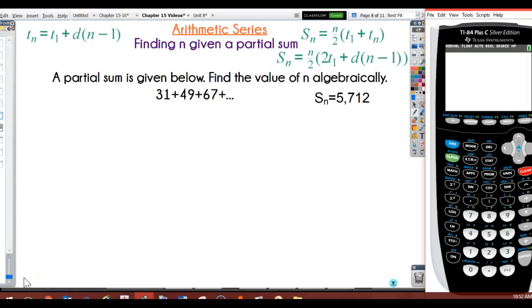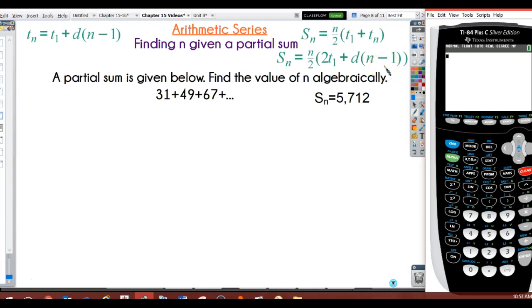In this example, I'm given a partial sum, 5,712, and we need to find how many terms I would need to add up to get to this sum. And so right away you can see that going from 31 to 49 we are adding 18, same thing from 49 to 67. So I know that this is arithmetic, and so I have my two arithmetic partial sum formulas right here.